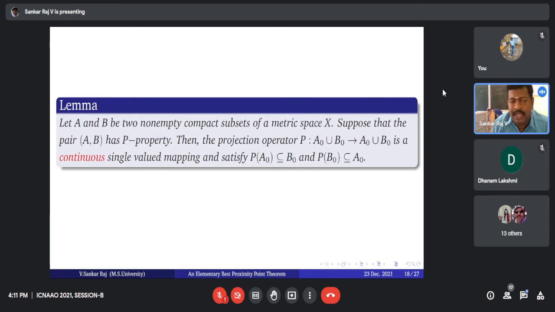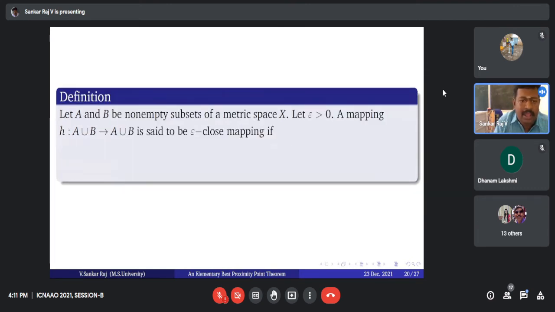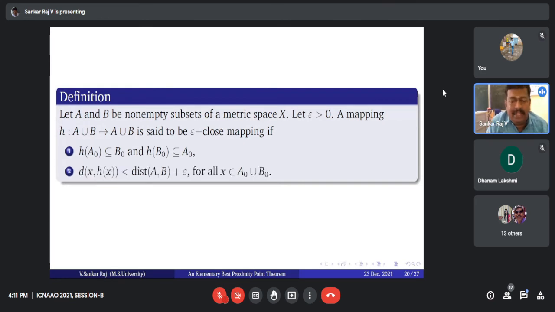It is going to be a continuous single valued map. Okay, that also we have proved. And now we are going to define a new concept called epsilon closed mapping. A and B are two non-empty subsets of a metric space, and epsilon is a positive number. A mapping H from A union B to A union B is said to be epsilon closed if it is cyclic, that is H of A naught is a subset of B naught and H of B naught is a subset of A naught.